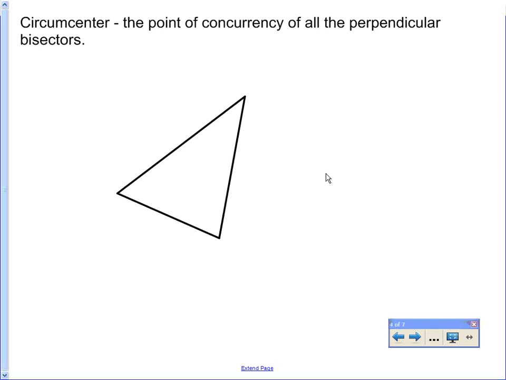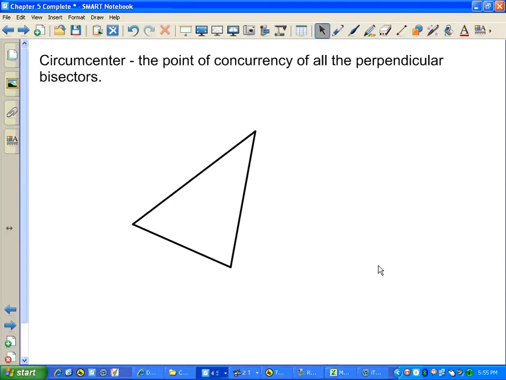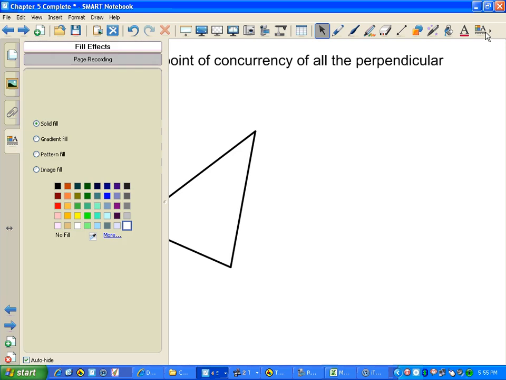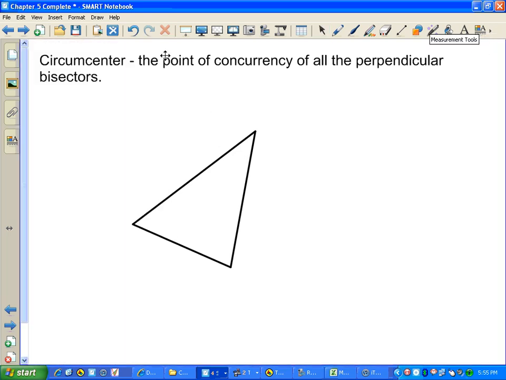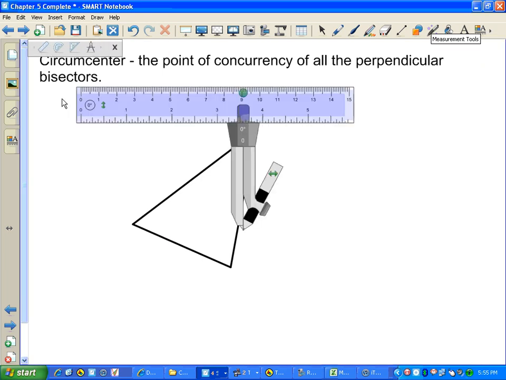Okay, we're going to look at what happens when we make all of the perpendicular bisectors on a triangle. In order to do this, I'm going to use my construction tools, and this is what you're going to be doing also. So we need our compass, and we'll need a straight edge.